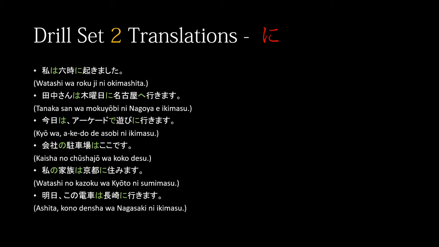Now, before we move on to our third drill set, I would like to summarize once again what ni is used for. Ni is used primarily to mark a specific point in space or time. After that, it is used in the construction meaning to show a certain aim or purpose of an action, and that is our third sentence. And after that, of course, to show where a certain state exists, as we have seen in the example with our family living in Kyoto.